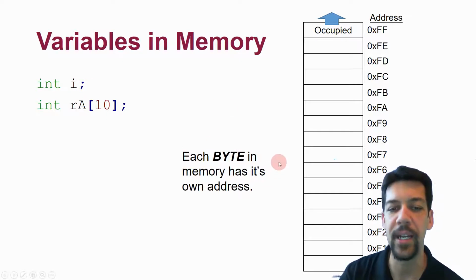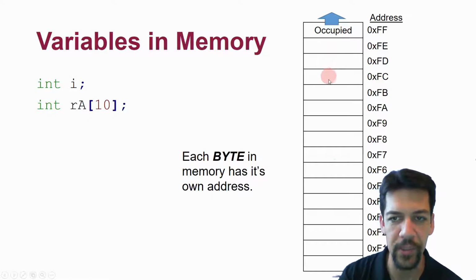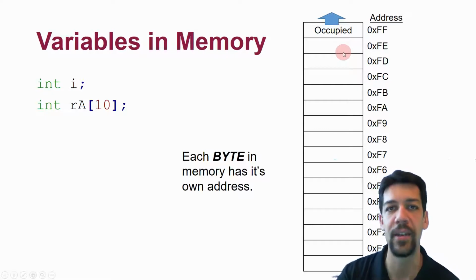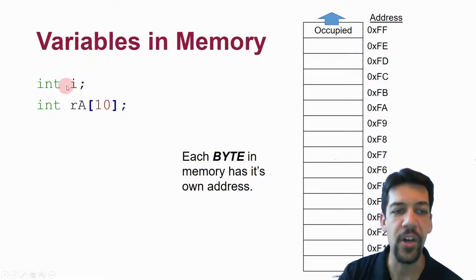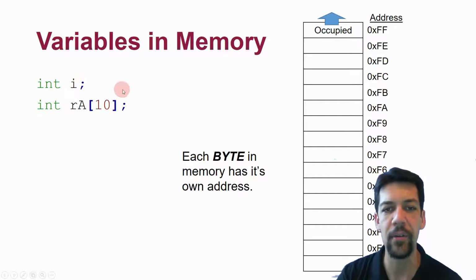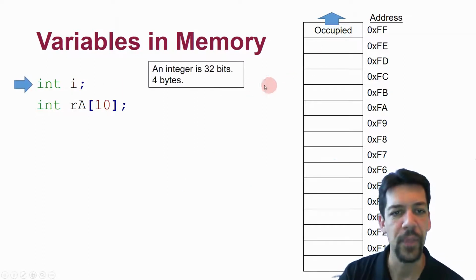Note that every byte in memory has its own address. So this is byte 1, byte 2, byte 3, byte 4, so on and so forth, all the way down. So every byte has an individual address, and a byte is only 8 bits. So an integer is much bigger than that. It's actually 4 bytes, right?